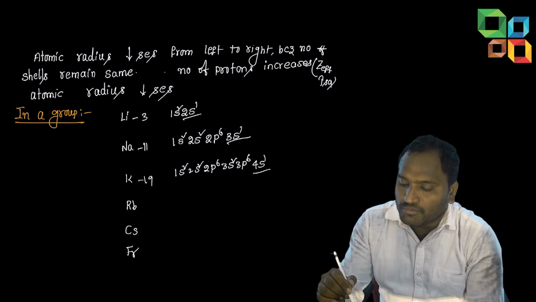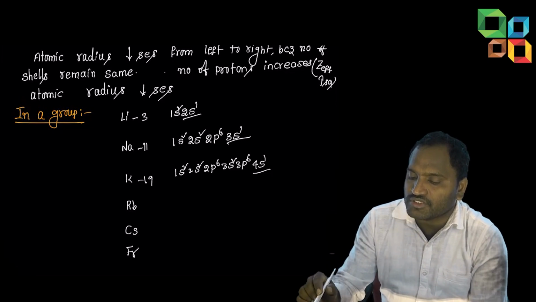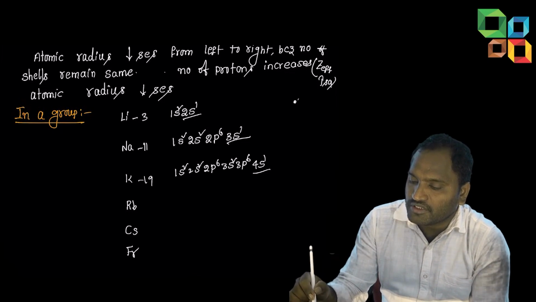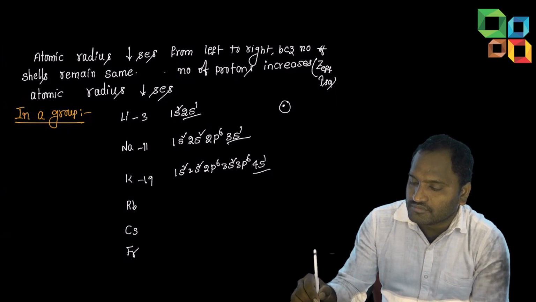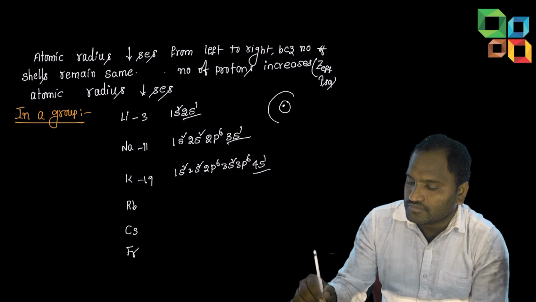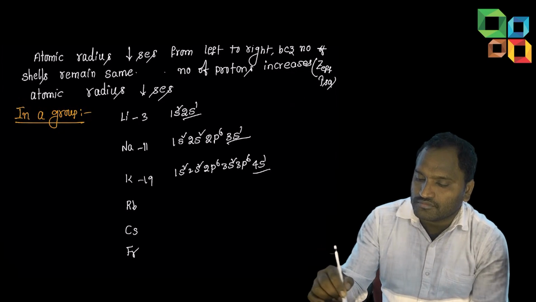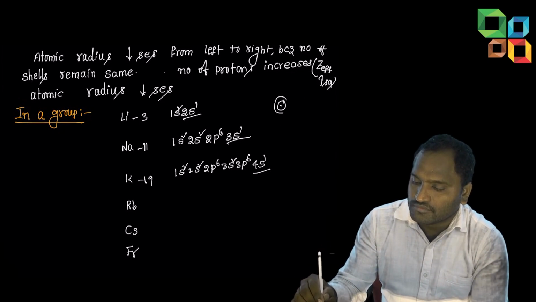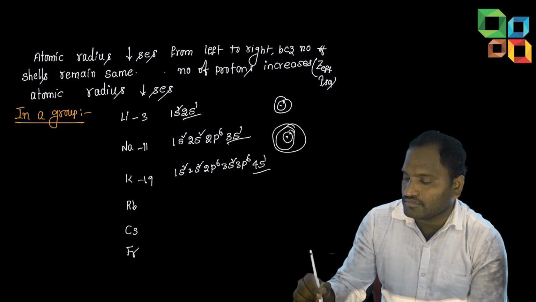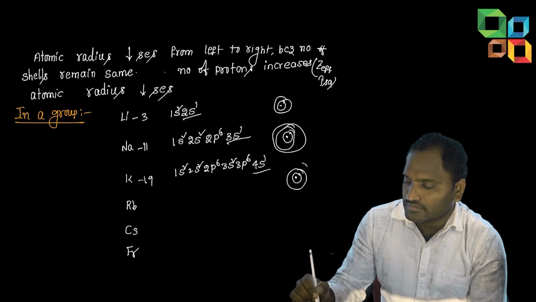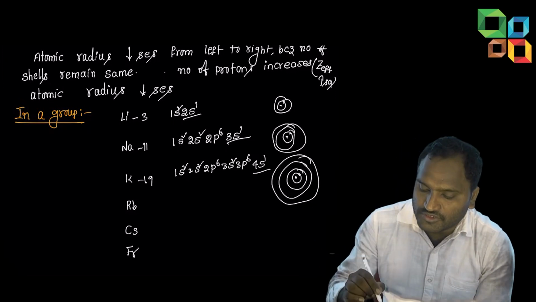If you see from top to bottom, the number of shells is increasing. Here only 2 shells, here 3 shells, here 4 shells. The number of shells increases, so automatically atomic radius increases. See, atomic radius increases as the number of shells increases.